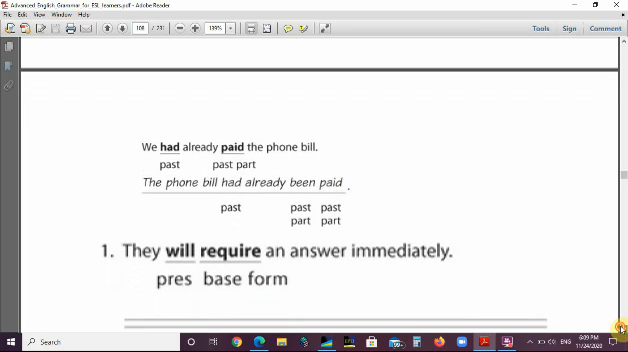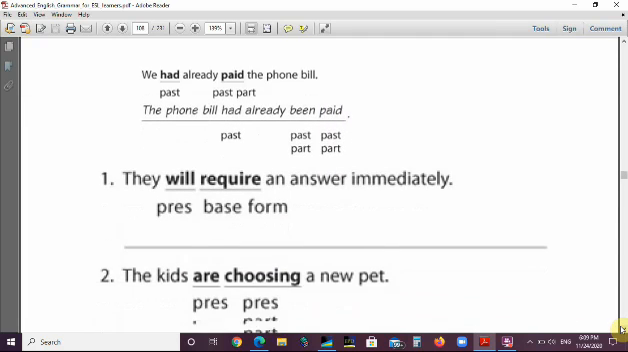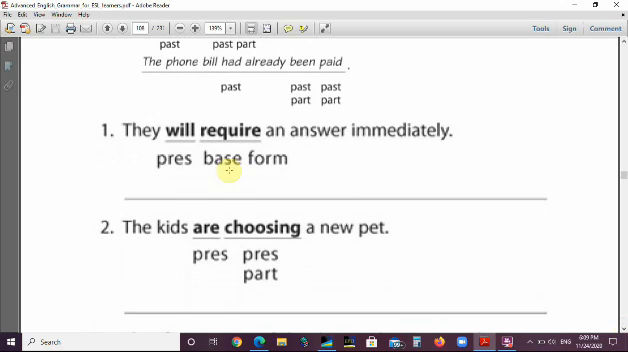Let's look at sentence 1 and change it from active into passive. They will require an answer immediately. Will is present. Someone will say future. Future of what? The word will is present, and the past of this verb is would. Will, would. We have present and past. We don't talk about the tenses in which will is used. Will is present, and the past is would. Require is the base form of this verb.